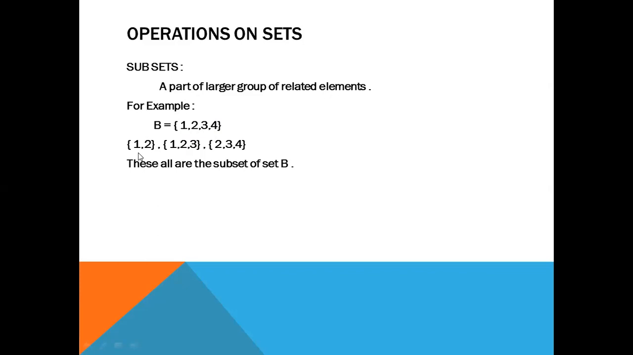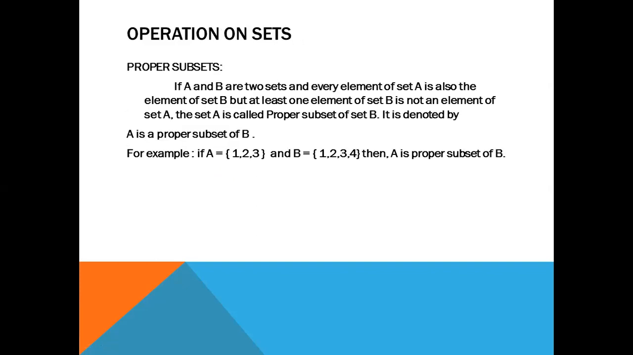For example, set B is given to you as {1, 2, 3, 4}, and {1, 2}, {1, 2, 3}, {2, 3, 4} are all subsets of the set B, and you see they are smaller than the given set. This is the subset. Now we have two types of subsets. One is proper subset and the other is improper subset.